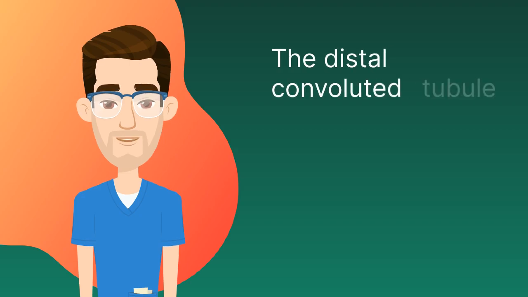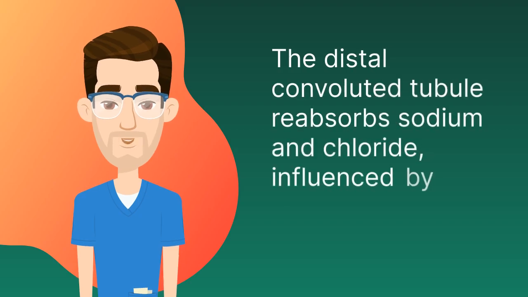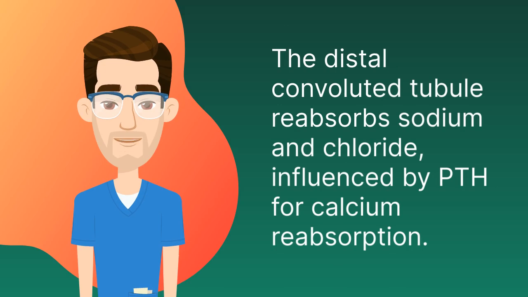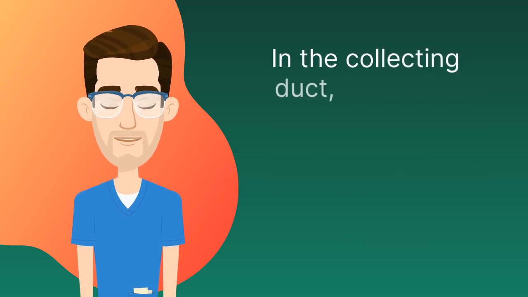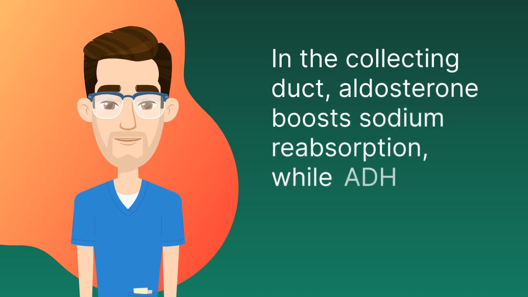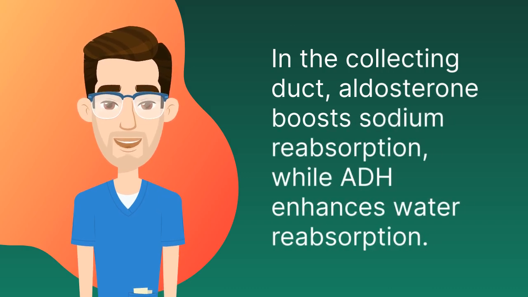The distal convoluted tubule reabsorbs sodium and chloride, influenced by PTH for calcium reabsorption. In the collecting duct, aldosterone boosts sodium reabsorption, while ADH enhances water reabsorption.